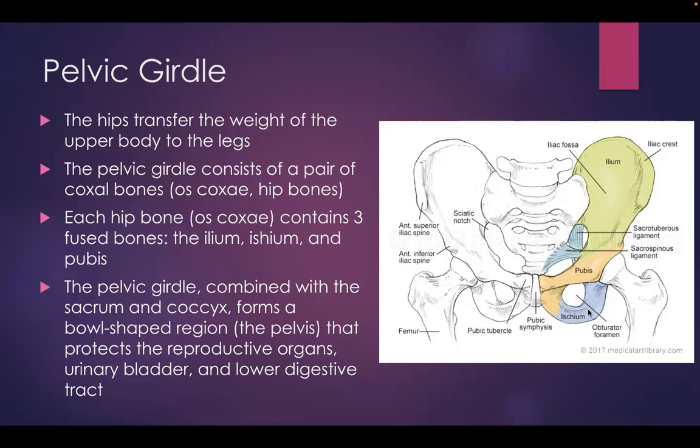The ischium is posterior. Pubis, because it's going to join to form the pubic symphysis. The pelvic girdle combined with the sacrum and the coccyx. See, here's the sacrum of the vertebral column. Will form a bowl-shaped region, which is the pelvis, and this is going to house the reproductive organs, the urinary bladder, and the lower digestive tract.